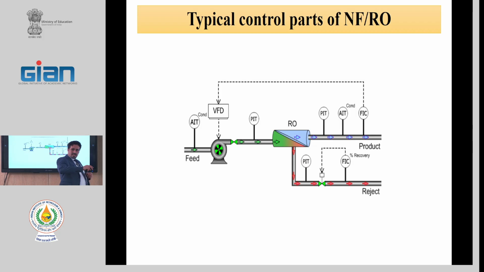With closing of this valve, we reduce the flux and increase the pressure. This is a typical control system.